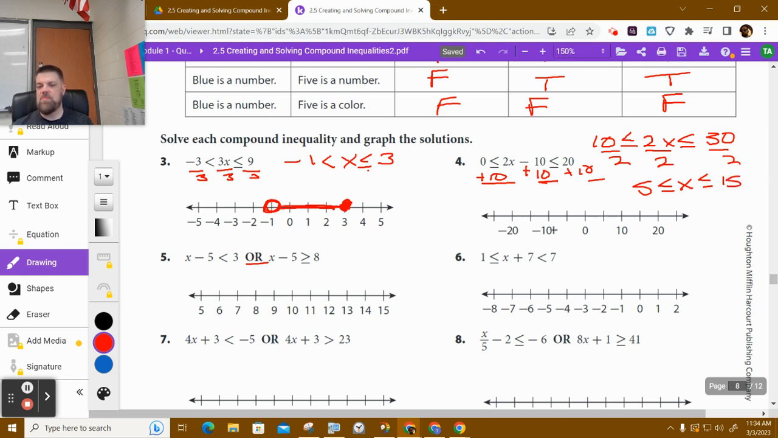So, I got to put something at 5. Is that an open or closed circle? Closed. Why do you say closed? Because there's nothing to it? It's because of this line, right? Okay. I'm hoping you're messing with me. Where do I put the next dot?